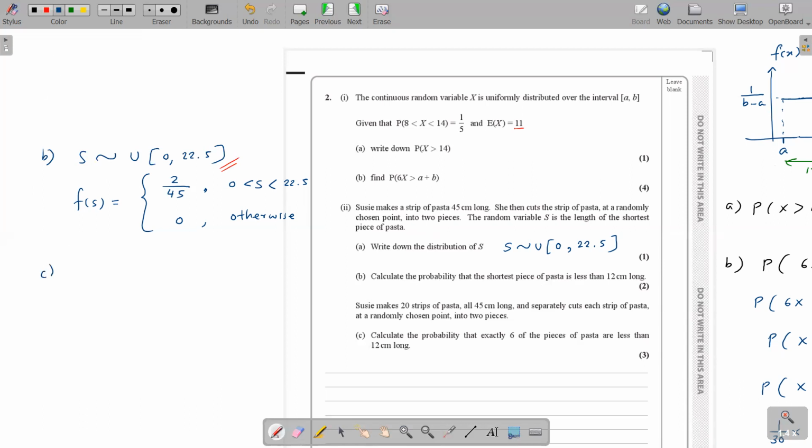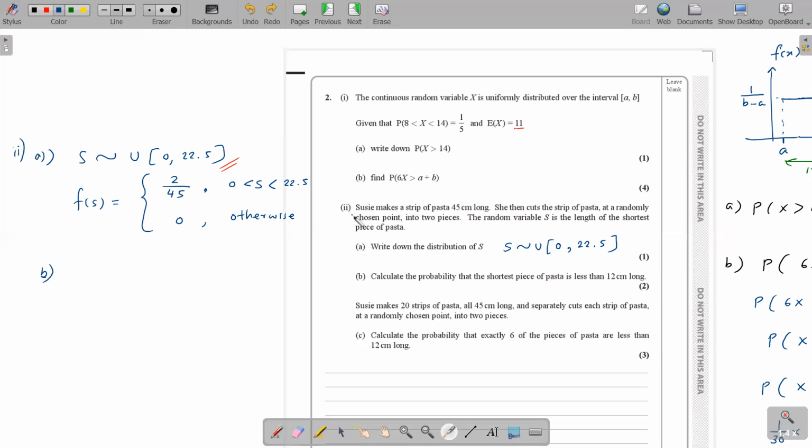Sorry, this is part A. Roman number 2 part A. Now I'm going to Roman number 2 part B. I got 2 over 45 because I was using 1 over B minus A here. 1 over B minus A, 1 over 22.5 minus 0. When you type in the calculator 1 over 22.5, it's 2 over 45.